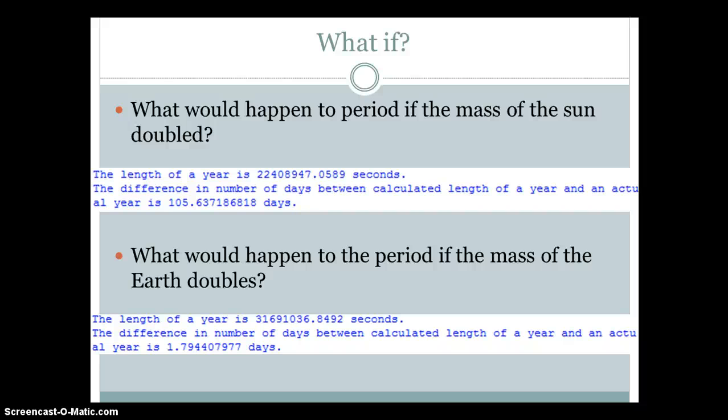The second part of this question was what would happen to the period if the mass of the Earth was doubled. As you can see on the screen, when I applied the change to my code, I got a period that was the exact same as the original period, when neither of the masses were doubled.